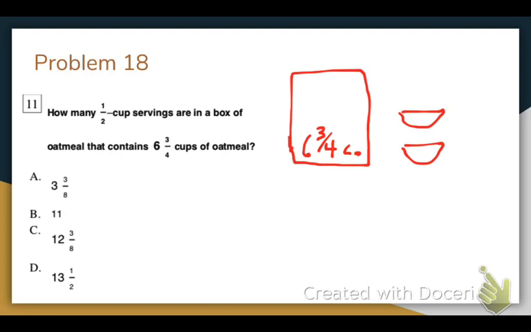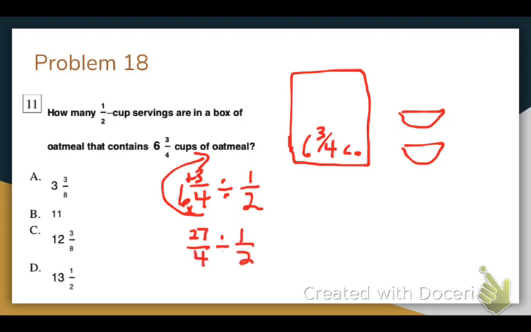So what I'm really doing is I'm taking that box of oatmeal, the 6 3/4, and I'm dividing it by half-cup servings. So I want to know how many servings that is. So I'm going to get a fraction divided by a fraction first. So I have to rock Ma around the clock and slide. That's 24 plus 3 is 27 over 4 divided by 1/2. And then I'm going to keep, change, flip. And now I'm going to simplify before I multiply.